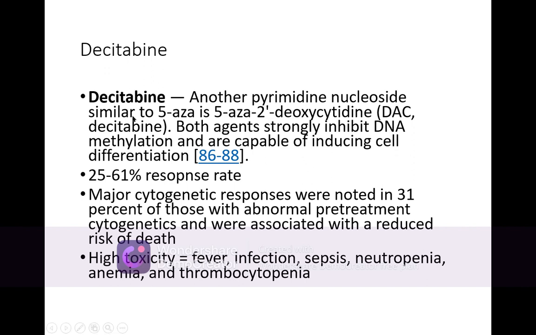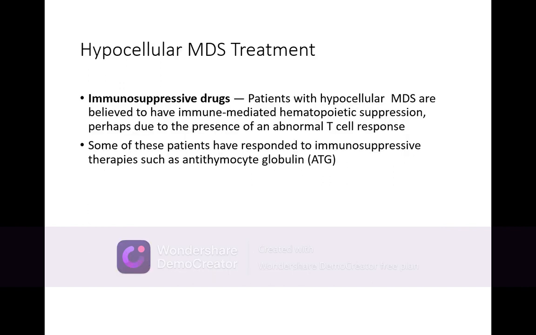ये अज़ासिटिडीन जैसा न्यूक्लियोसाइड है, डेसिटाबीन, ये भी कुछ लोग इस्तेमाल करते हैं, मगर इसकी टॉक्सिसिटी बहुत ज़्यादा है. और अदर एजेंट जो इस्तेमाल कर रहे थे हाइपोसेल एमडीएस ट्रीटमेंट में, इम्यूनो सप्रेसिव थेरेपी करें, ड्रग्स दें जो इम्यूनो सप्रेस करें, या फिर आप एंटी थायमोसाइट ग्लोबुलिन दे दें, एटीजी से कहते हैं, वो भी दे सकते हैं इसमें.